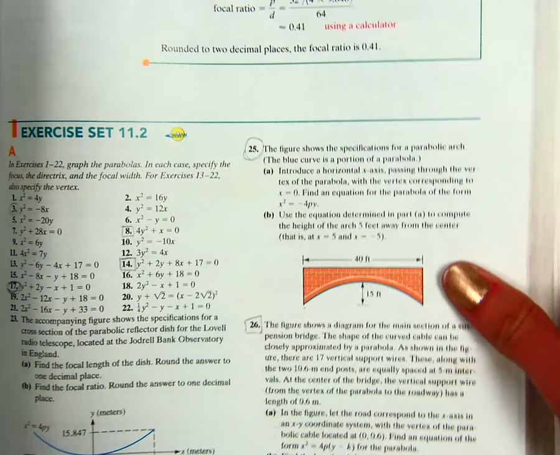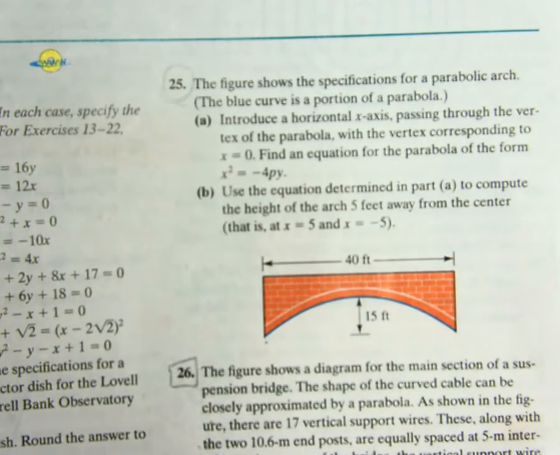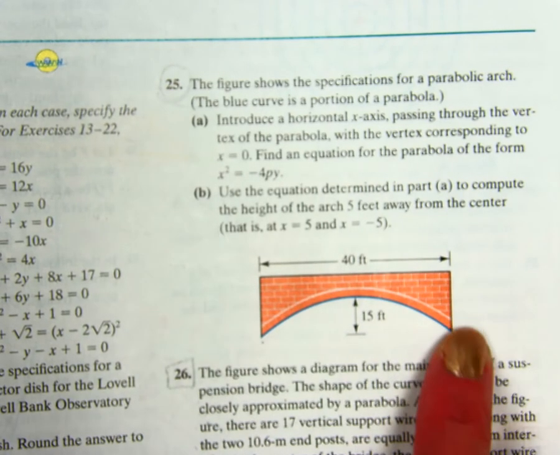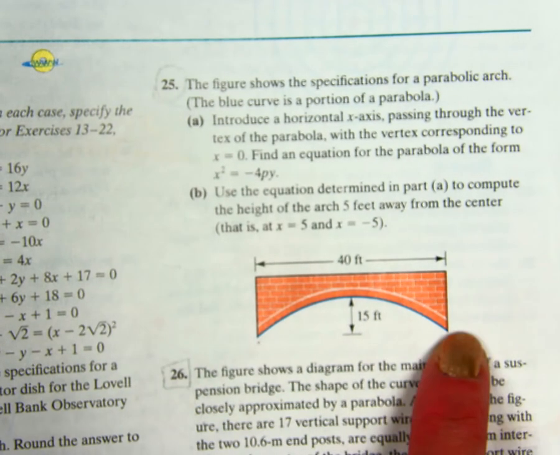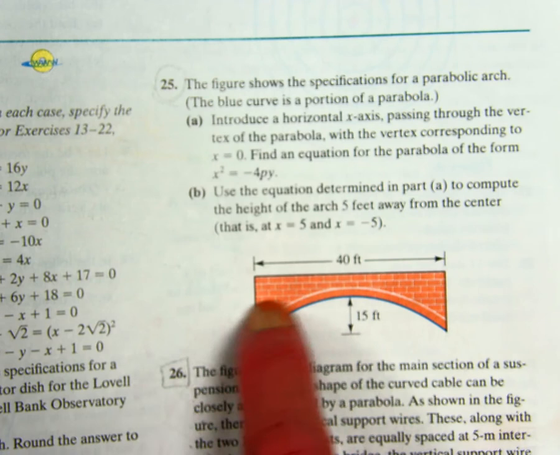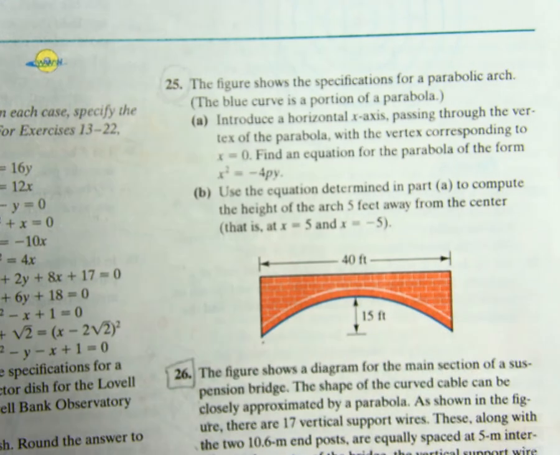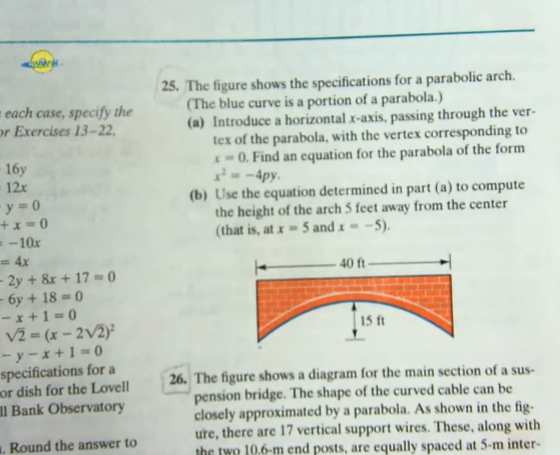All right, so this problem, you get this diagram here. You have a parabolic arch. And it says that the blue portion of the curve, or the blue curve is a portion of the parabola. Introduce a horizontal x-axis, going this way, passing through the vertex of the parabola, which would be right here, so I need to put in my x-axis right here, with the vertex corresponding to x equals 0. All right, find an equation for the parabola in the form x squared equals negative 4py. Since it opens downward, it should be negative 4py. All right, then we're going to do part B. We'll come back to that.